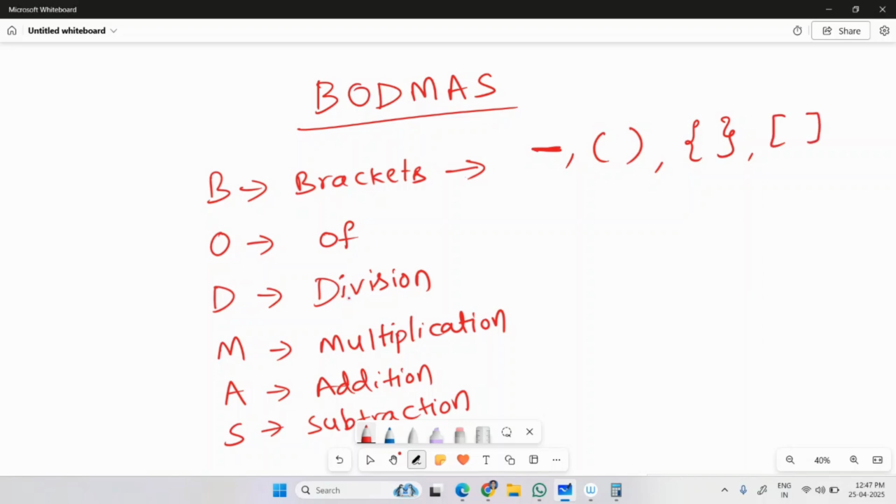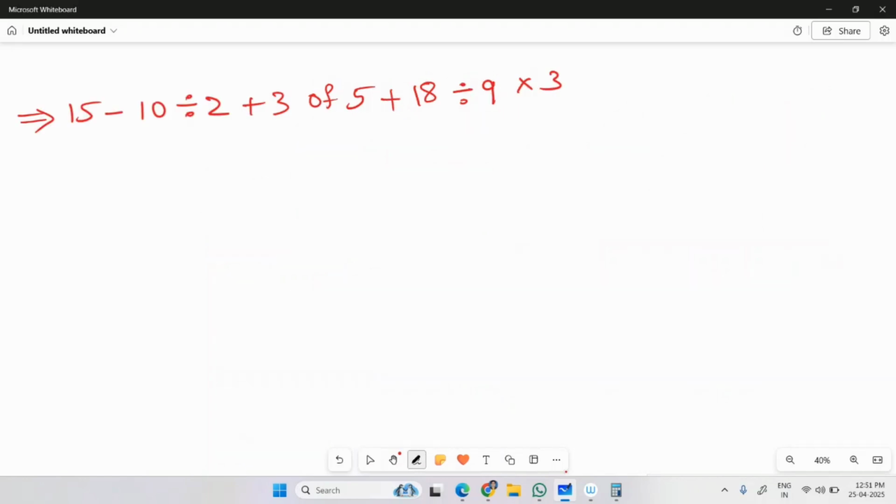In order to simplify an expression involving brackets, first we use the vinculum or bar, the next one round brackets, the next one curly brackets, and the last one square brackets. Okay, so let's simplify one question without brackets, and later we will simplify with brackets. Let's simplify this expression.